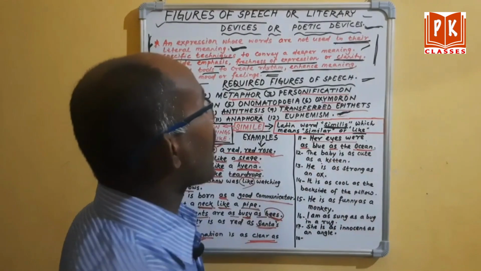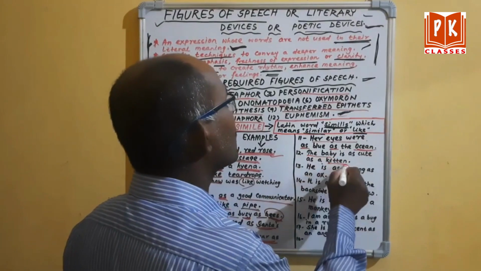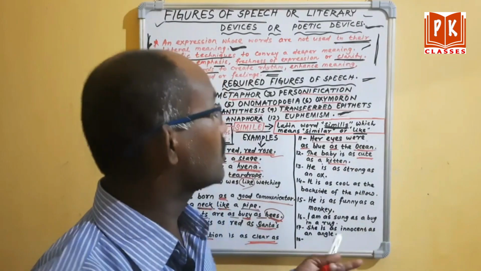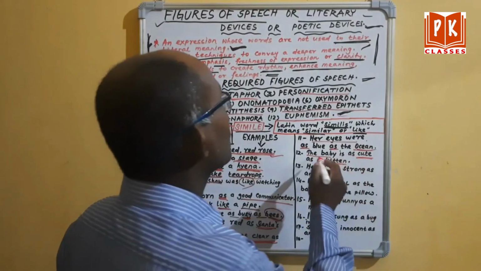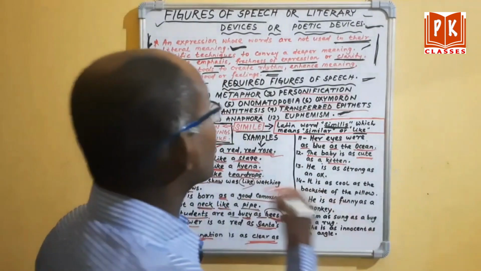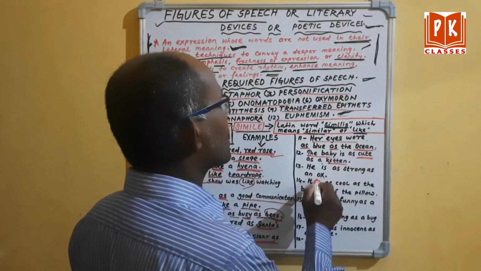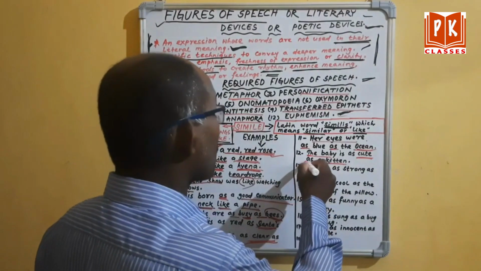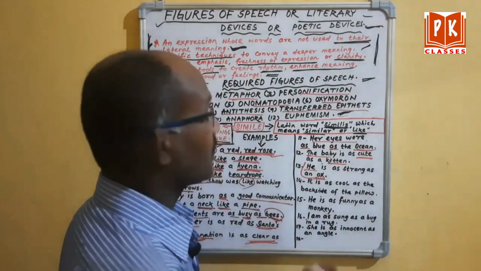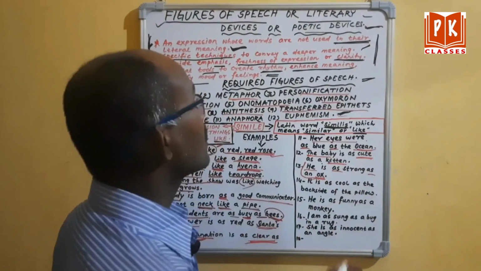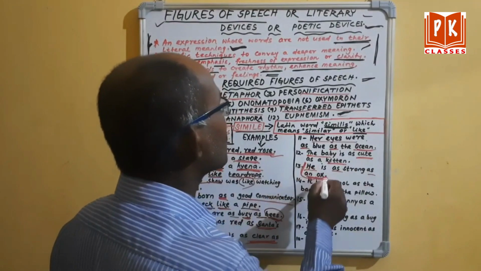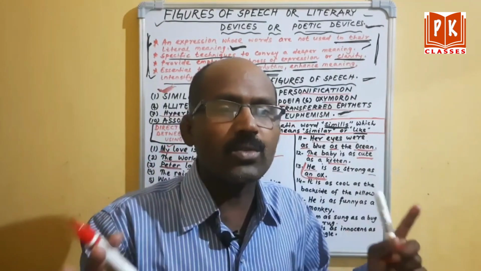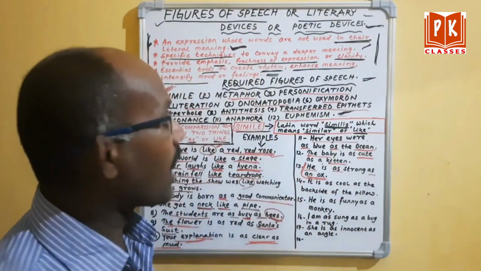Then, "The baby is as cute as a kitten." The baby is compared with the kitten. How is the kitten? A kitten is cute. That means the baby looks cute. The baby is as cute as a kitten. The result is a simile. "He is as strong as an ox." You know, an ox is very strong. He is also strong. So he is compared with the ox, isn't it? So "as" is used. This is also a simile. That means you will see two different objects compared with each other using "as", "like", or "as...as".